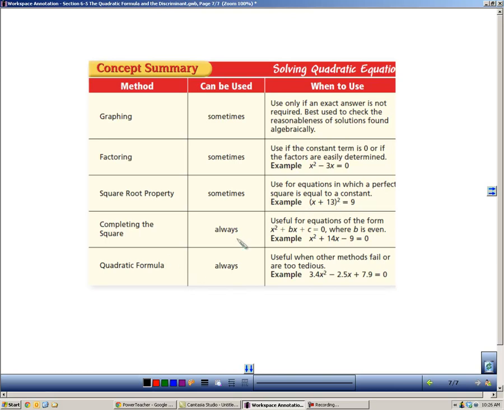Now completing the square can always be done. It's best when the b is even, because then you don't have to deal with fractions. So if the b isn't even, this one might be a little more complicated. And then finally, the quadratic formula can always be done. It's something that has to be memorized. It might be a little tedious, but it will always work.